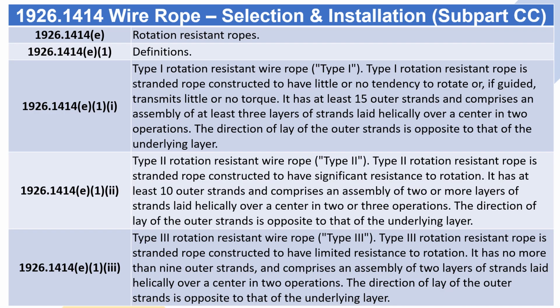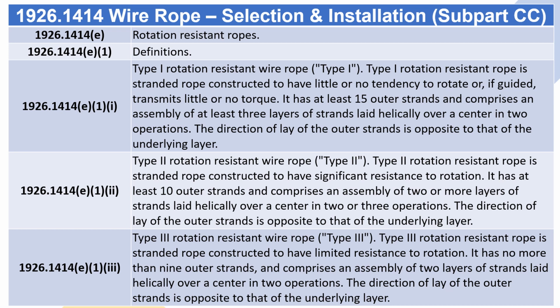1926.1414(e) Rotation-resistant ropes. 1926.1414(e)(1) Definitions. 1926.1414(e)(1)(i) through (e)(1)(iii). Type 1 rotation-resistant wire rope. Type 1 rotation-resistant rope is stranded rope constructed to have little or no tendency to rotate or, if guided, transmits little or no torque. It has at least 15 outer strands and comprises an assembly of at least 3 layers of strands laid helically over a center in 2 operations. The direction of lay of the outer strands is opposite to that of the underlying layer.